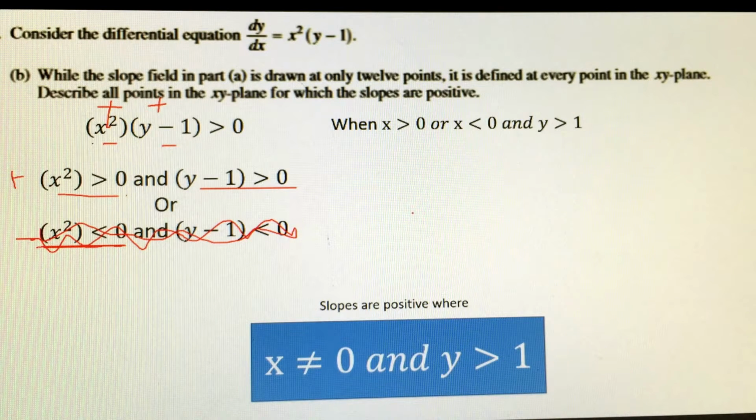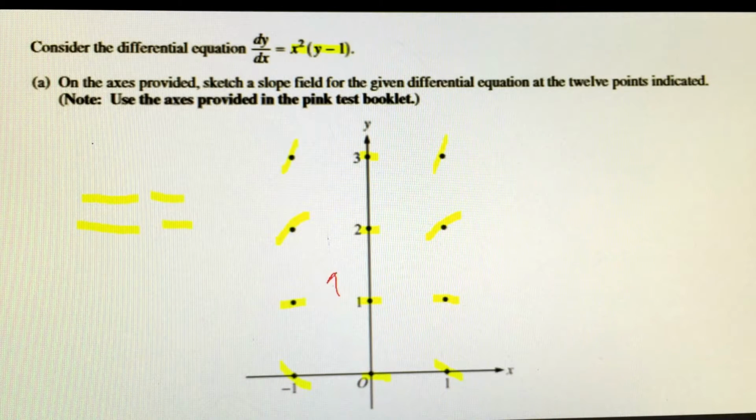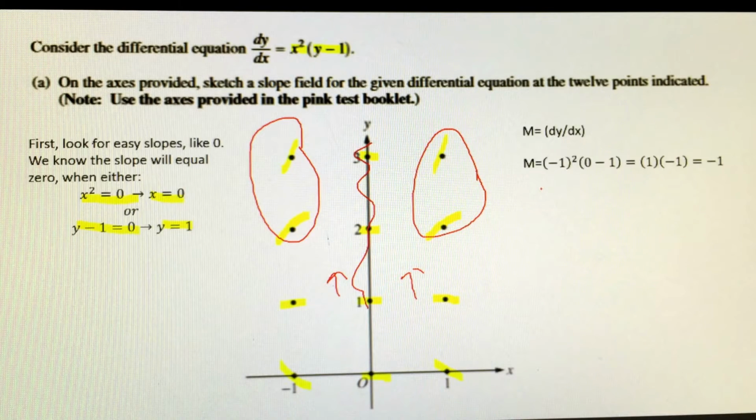Now we can check our conclusion by looking back at our part A and seeing that when y is greater than 1 and when x does not equal 0, these last 4 points have a positive slope. And we can check them, and we can see, yes, they are positive, which leads us to believe that our conclusion is correct, which is always nice.